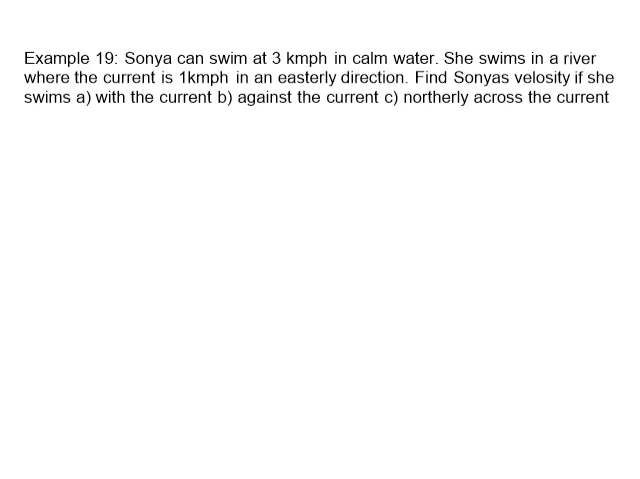Sonia can swim at 3 kilometers per hour in calm water. She swims in a river where the current is 1 kilometer per hour in an easterly direction. Find Sonia's velocity if she swims A with the current, B against the current, and C northerly across the current. So let's have a look at what we have.